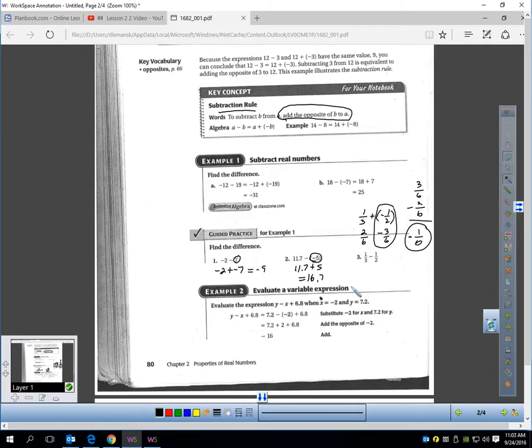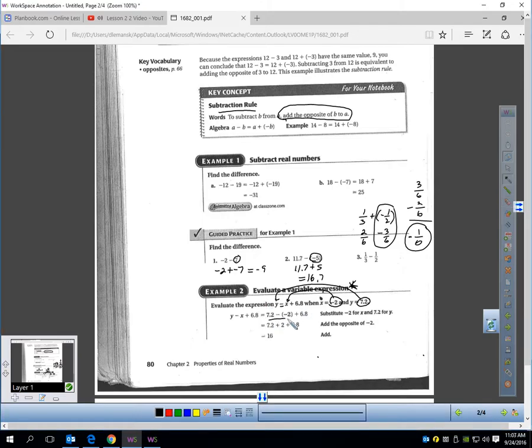In the homework, they're going to have you evaluate a variable expression. You have to be careful on these, okay? So when you see y minus x plus 6.8, you've got to take 7.2 for y and plug it in. You've got to take negative 2 for x and plug it in. And then let's rewrite this out. I have 7.2 minus the negative 2 plus 6.8.